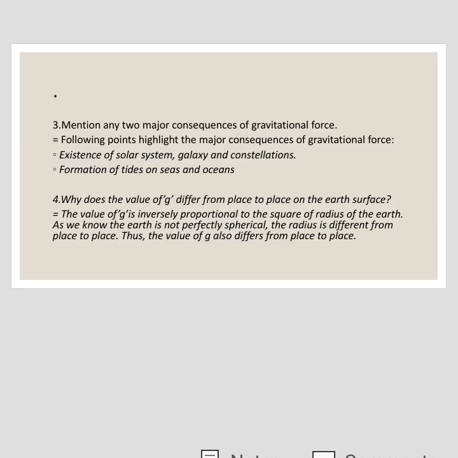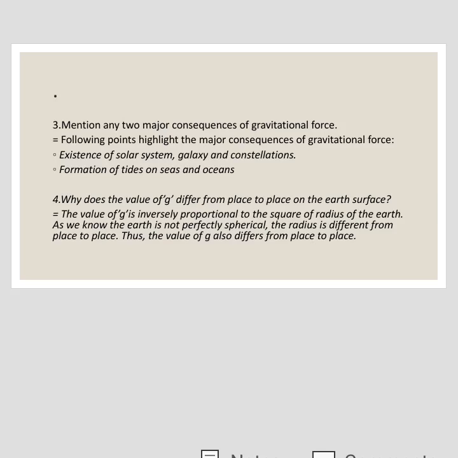earth's surface? As in group A, I have mentioned different values of g on the earth's surface, like in the polar region, in the center of the earth's surface, and in the equatorial region. So what is the reason behind the difference in the value of g? The value of g is inversely proportional to the square of the radius of the earth. As we know, the earth is not perfectly spherical. The radius is different from place to place. Thus, the value of g also differs from place to place.